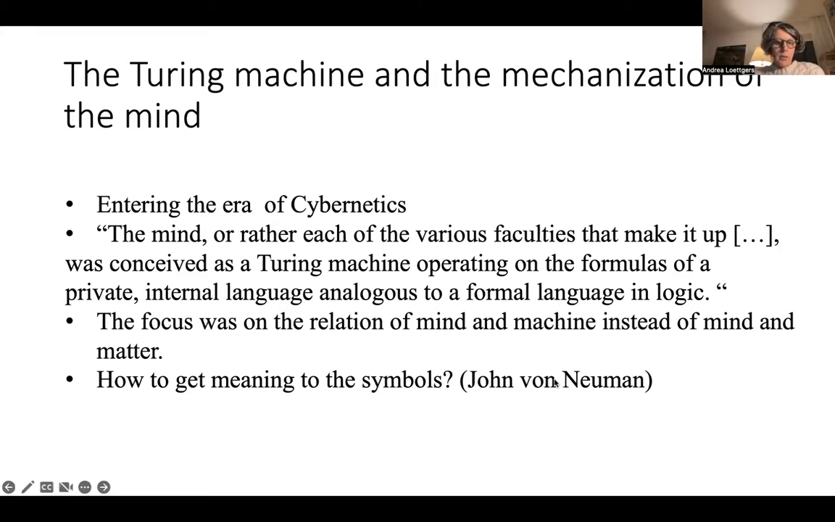One of the problems which came up when you just look at this machine with its symbols and its instructions is that John von Neumann criticized it: how do we get meaning to the symbols? Where is the semantics? The semantics was not part of this model of the mind. So next.